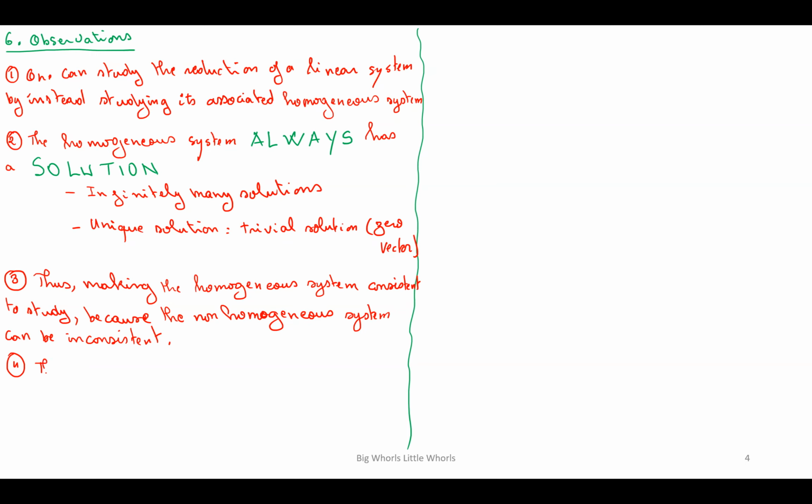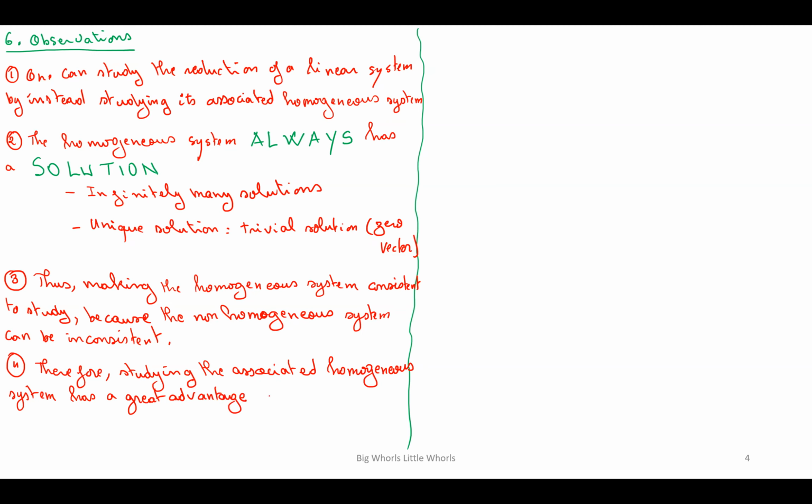Okay, so therefore, studying the associated homogeneous system has a great advantage over studying its non-homogeneous, that means the original system.